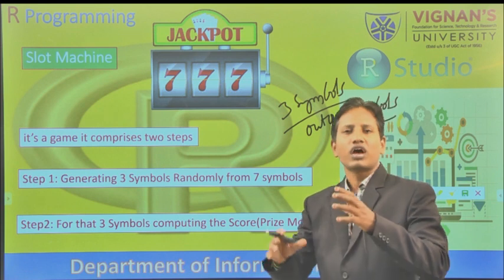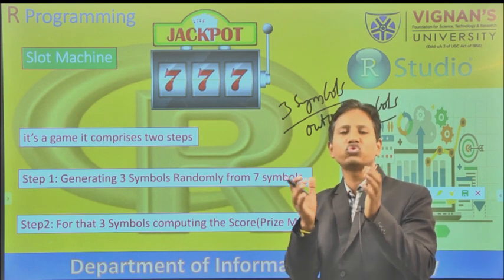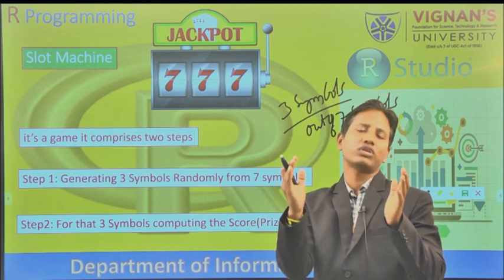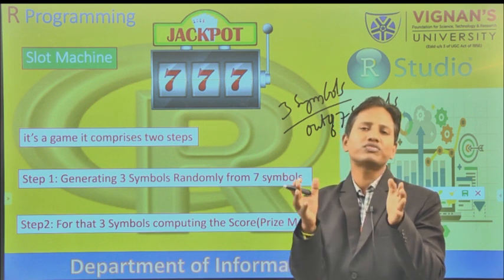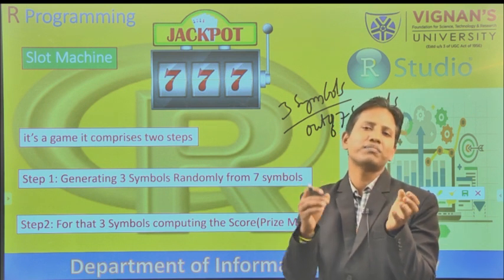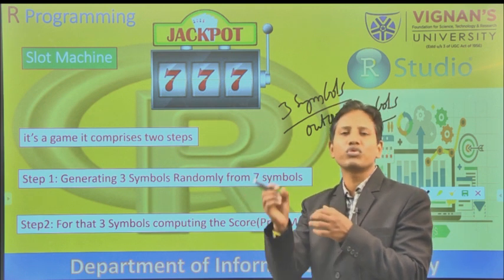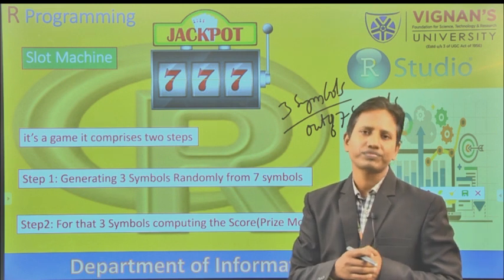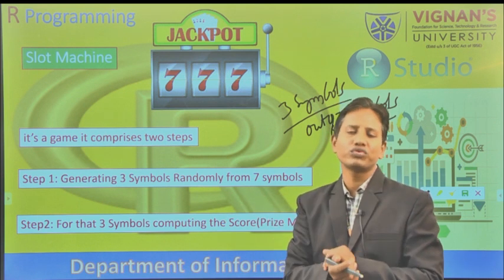So out of the 7 symbols, 3 symbols are going to be shown, and once the symbols are shown, immediately for those symbols, how much prize money is allocated is going to be calculated in the background, and that amount is going to be displayed or dispensed to you. This is how the slot machine is going to work.